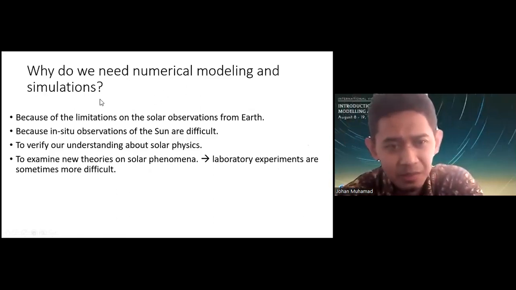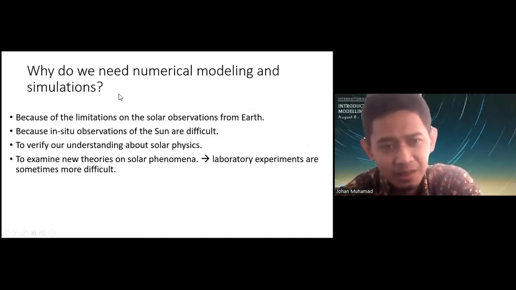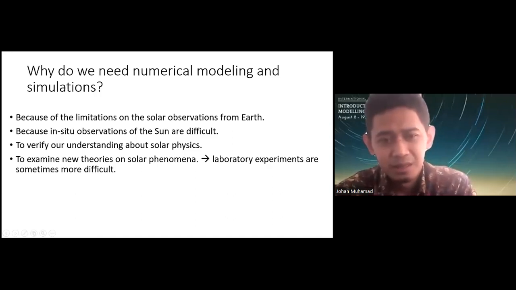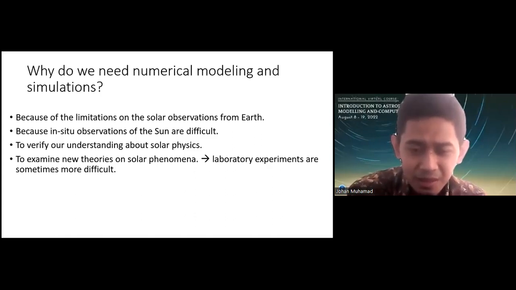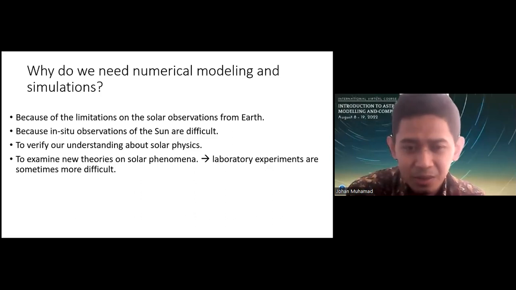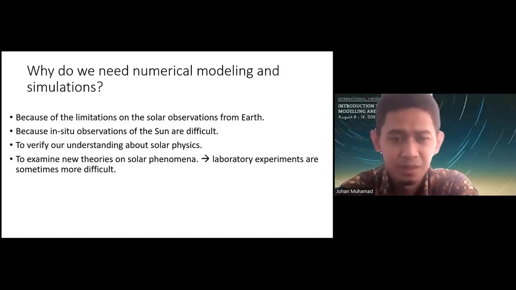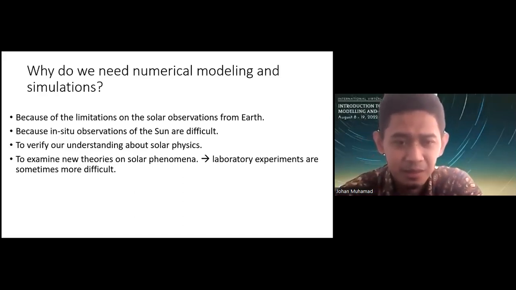So why do we need numerical modeling and simulations, especially for the simulation of the sun? First, because of the limitations on solar observations from Earth. From ground observation, we can only observe the sun when it can be seen from the Earth's surface, which means at noon time. But at night time we cannot see the sun, so there's a limitation of time. We cannot observe the sun for 24 hours. But now people have launched spacecraft and put them in orbits where they can observe the sun for 24 hours. But still, because the distance between the Earth and the sun is quite far, we have some limitations to the observations of the sun.